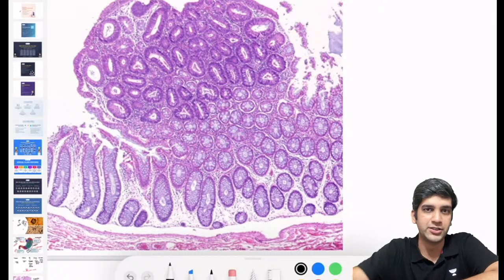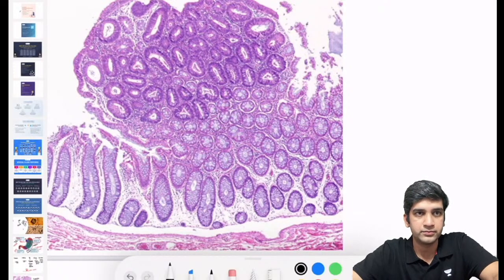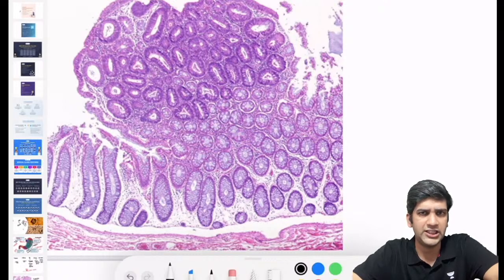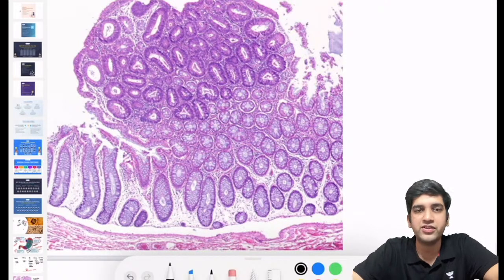Okay, let's go to the next image. The algorithm is the same for me. Are you seeing villi or not? There are no villi here, right? So if there are no villi, next question. Are you seeing muscle between the glands? Again, there is no muscle between the glands, right?